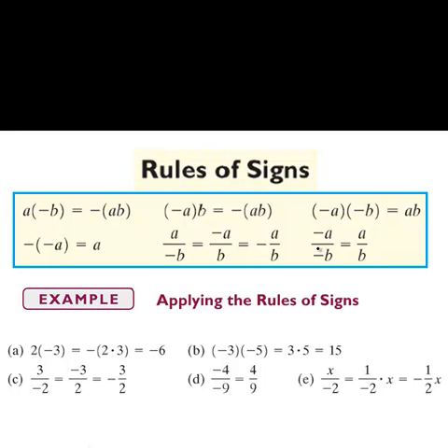All right? So, as an example, we have 2 times negative 3, which is the negative of 2 times 3, which is negative 6. We have negative 3 times negative 5, which is 3 times 5, which is 15, because the two negatives cancel. We have 3 divided by negative 2, which works out to be the same as negative 3 over 2, which is the same thing as negative 3 halves. All right, you have negative 4 over negative 9. The two negatives cancel, giving you 4 ninths.